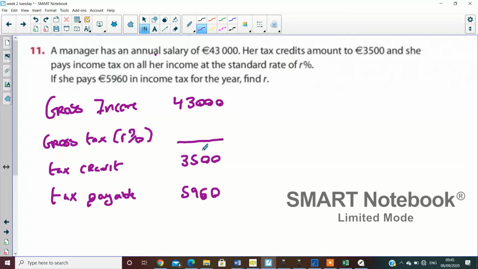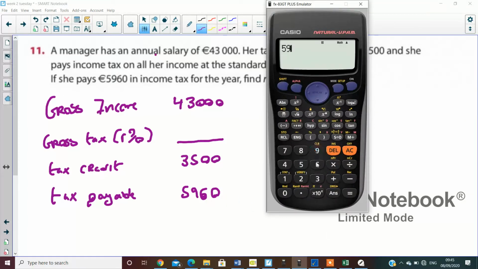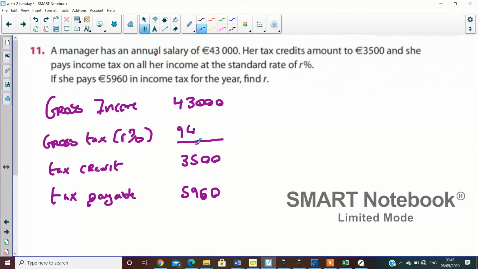So how much tax did we pay? Where were we meant to pay? Add the two of them together, and what do you get? 9,460, right? So, is that okay with you guys? Now, here's what happens. You got 43,000. You multiplied it by some random percentage, and the answer is 9,460. What percentage do you think that is?